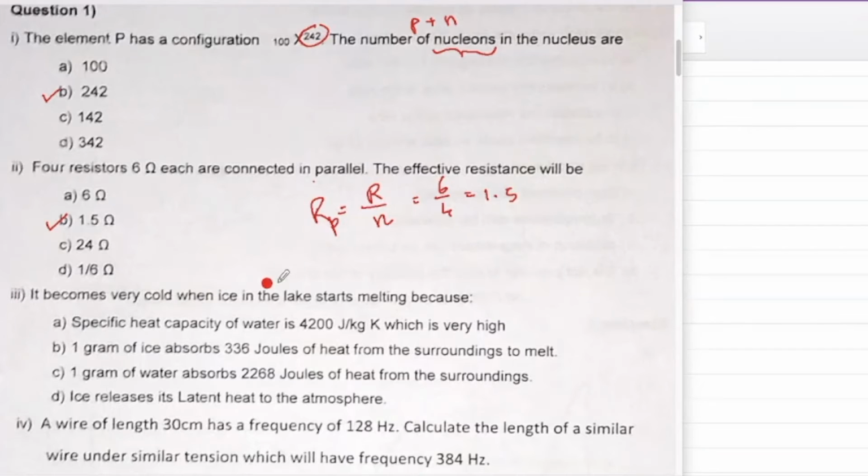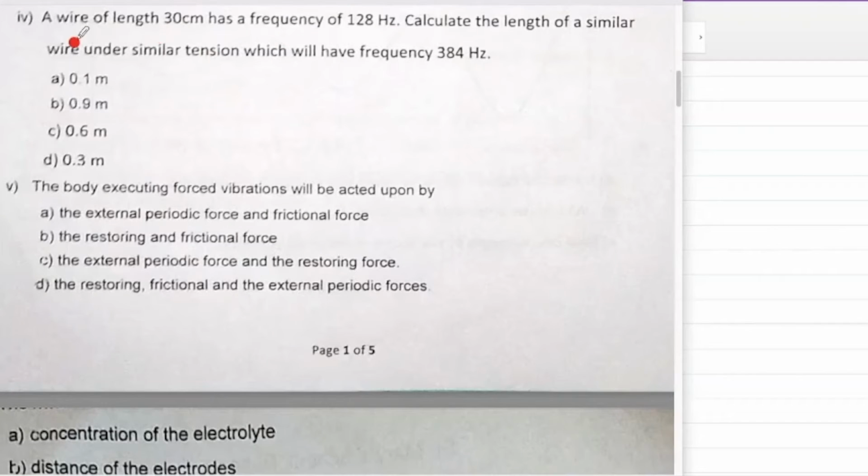It becomes very cold when ice in the lake starts melting. Why? When it starts melting, it is the specific latent heat of fusion that will be absorbed. So what will you say? 1 gram of ice absorbs 336 joules of heat energy from the surroundings to melt, correct? What are they saying? Ice releases latent heat to the atmosphere. How does it release? It will absorb from the atmosphere, correct? Let us come to the next part.